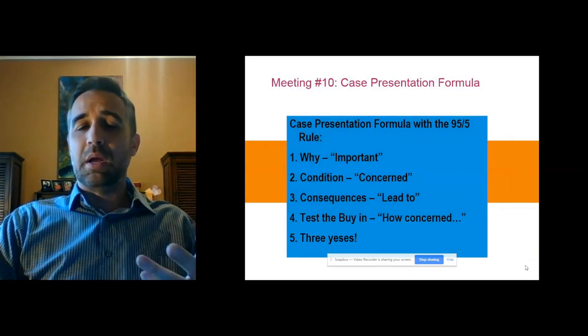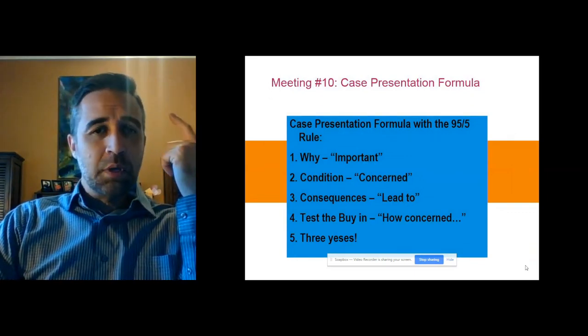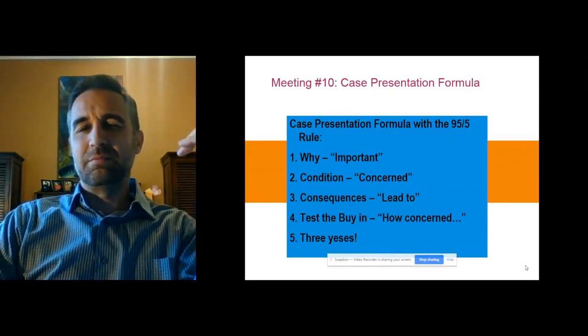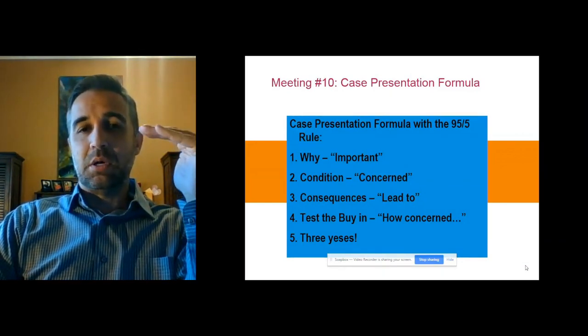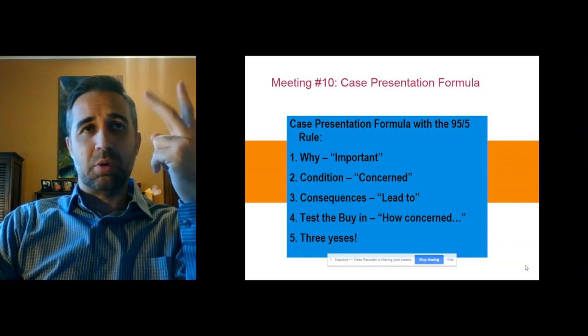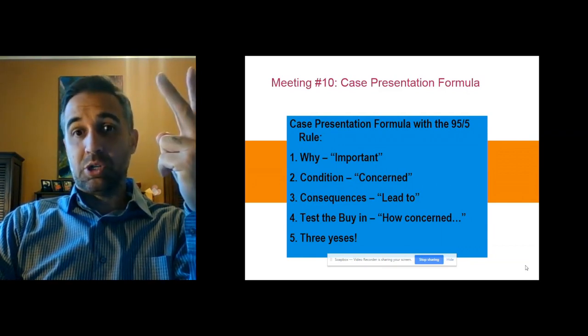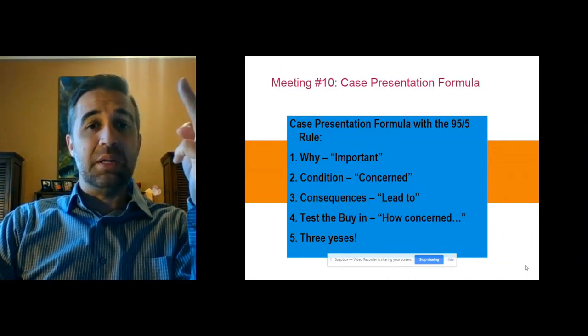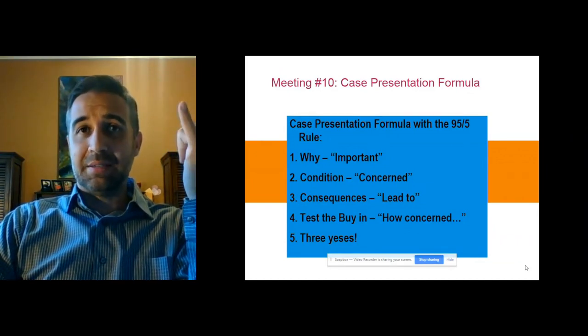So what are we going to cover? We're going to cover this formula that we break down into really 5 steps. So we're going to cover why it's important to the patient. We're going to talk about how concerned you are with the condition that you're uncovering and how it leads to a consequence. We're going to ask them for our 3 S's.